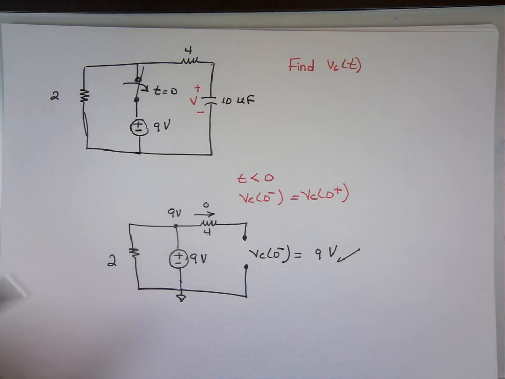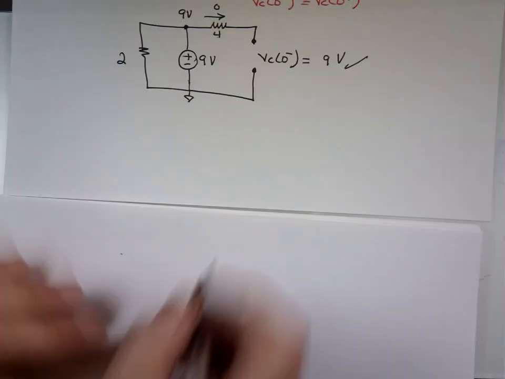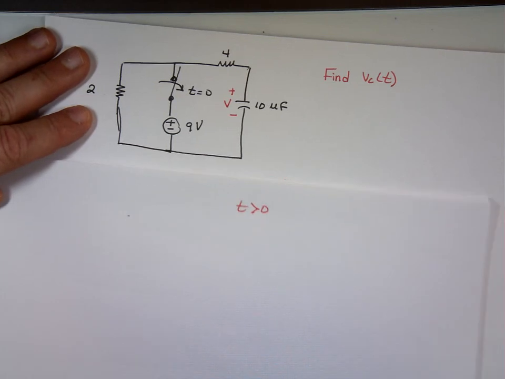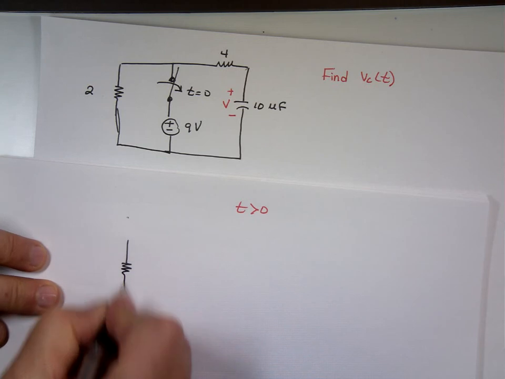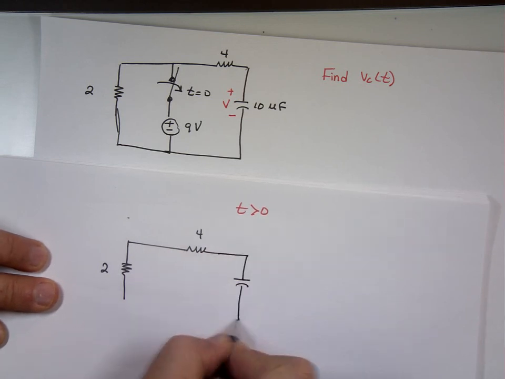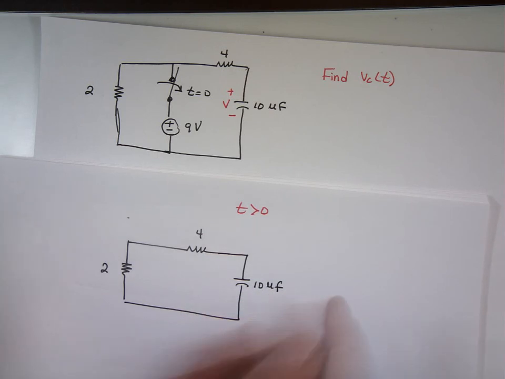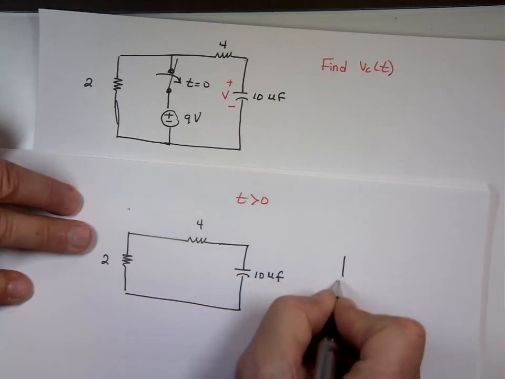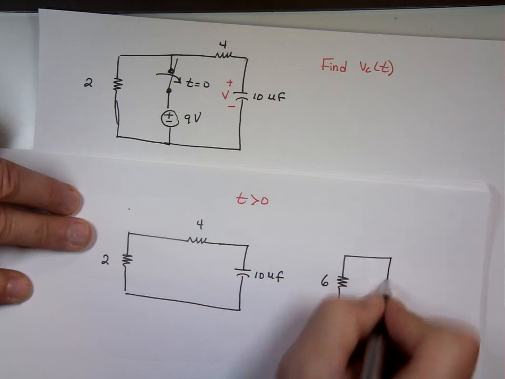Now, let's look at it for t greater than 0. For t greater than 0, the switch is going to open, and my circuit will look like this. Now you can combine these two resistors if you want, and that would be what? 6, and the capacitor is 10 microfarad.